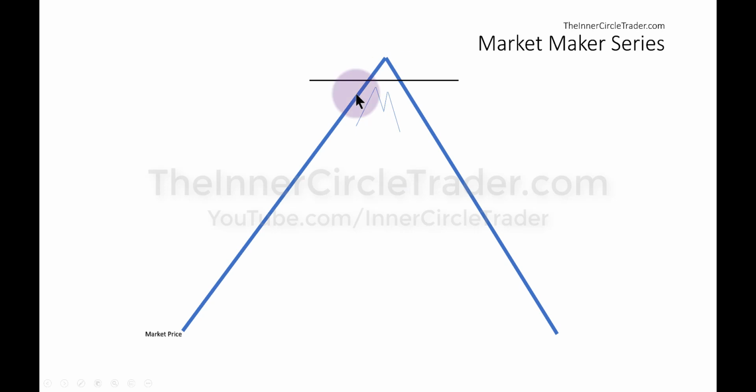Because what that is indicating is that cable was underlyingly weak from an algorithmic standpoint. It was unable to make a higher high where euro was. And I'm speaking hypothetically, obviously, but that's how I would use this lower high formation.